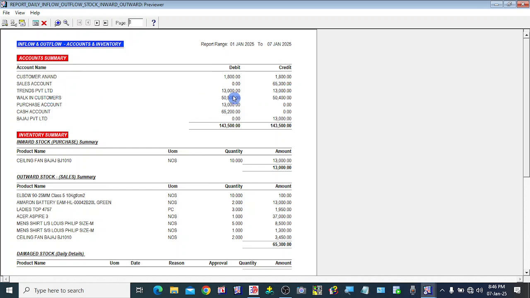And another customer also, sales as well as payment we received. Working customers, we have sold goods worth 50,500 and the received amount is 50,400. Purchase account, here we can see 13,000. Cash account, the receipt is 65,200. We can very easily correlate all these accounting information. For example, cash account is 65,200. You can see the sales account is also 65,300.